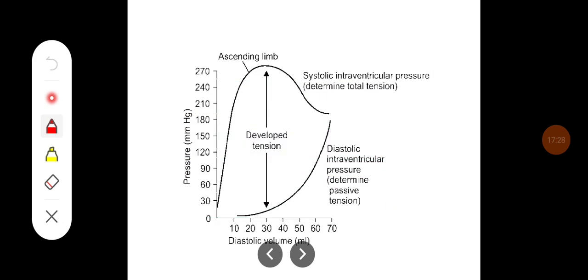This is a diagram showing the passive tension, which is raised because of the diastolic filling, and the tension developed, the total tension because of the contraction of the muscle fibers. The difference between these two is called the active tension, which occurs only because of the contraction of the ventricular muscle mass.